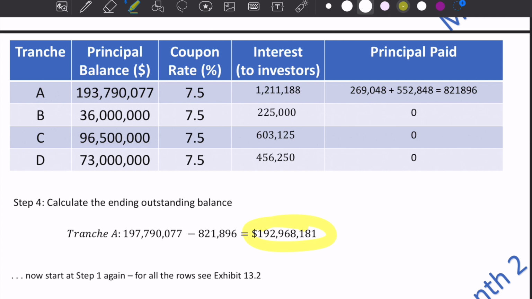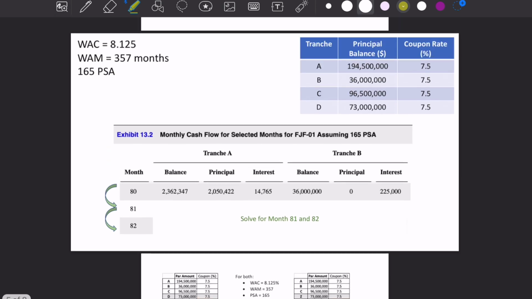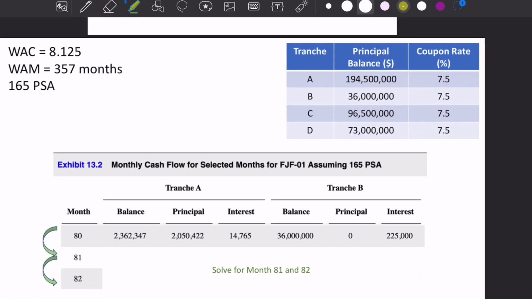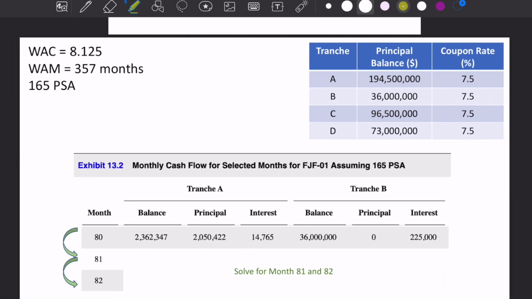So what does that actually end up looking like? This is where the activity comes into play. So in this activity, what we're looking at is we have the exact same security. So it has a weighted average coupon of 8.125. At the beginning, or for the first row of this table, it had the weighted average maturity of 357 months, 165 PSA, and all of our values over here to the side, right? They started off in the exact same place.